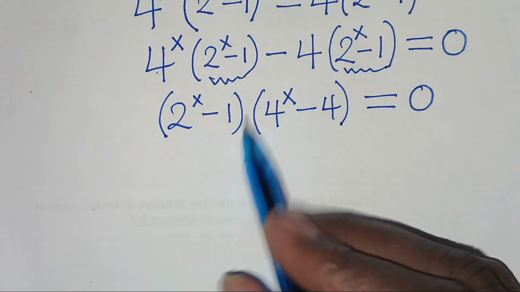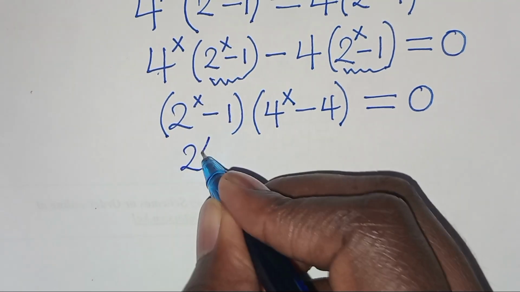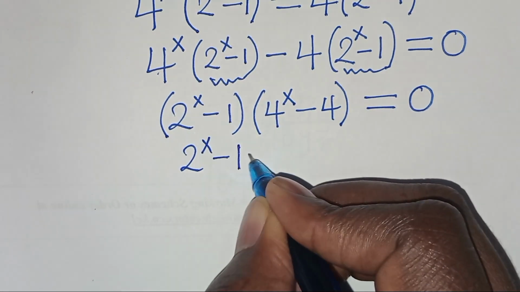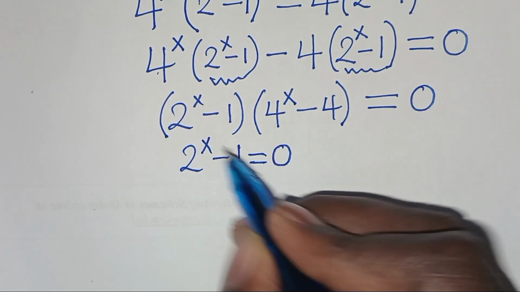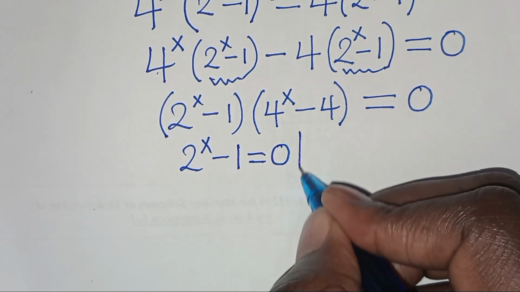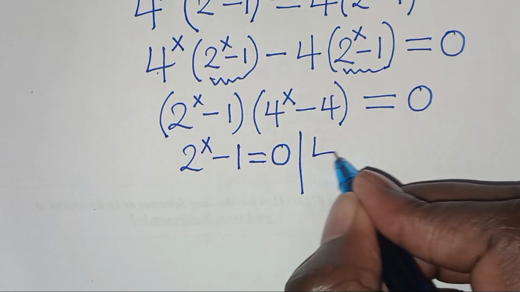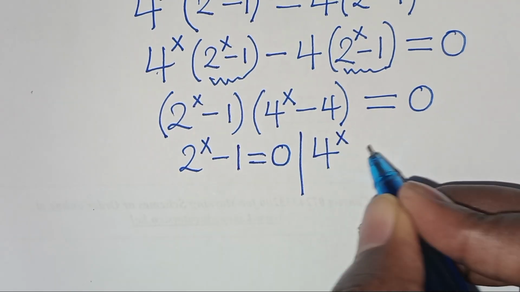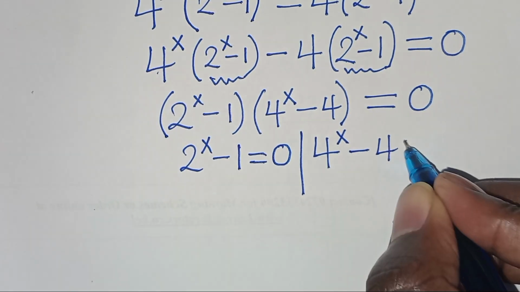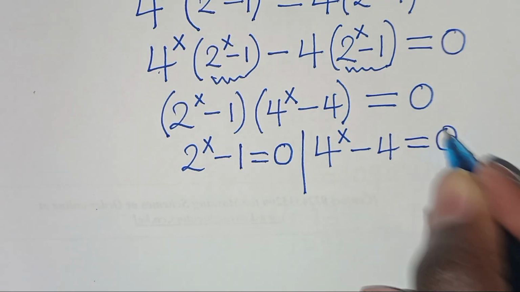The next step is that 2 to the power x minus 1 is equal to 0. So this is the first part. The second part here is 4 to the power x minus 4. This is equal to 0.